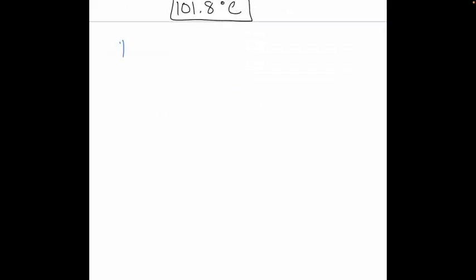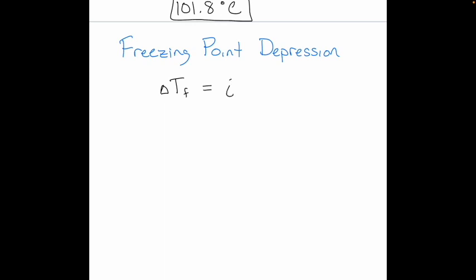We have a very similar formula for freezing point depression, where the delta T of the freezing, right? So the change in our freezing temperature is equal to that Van't Hoff factor times the molality times now the freezing point depression constant. All right, so same formula. I've just swapped out my subscripts of b's for f's.